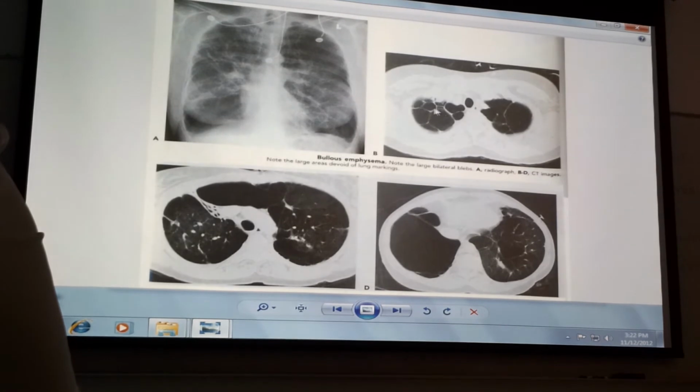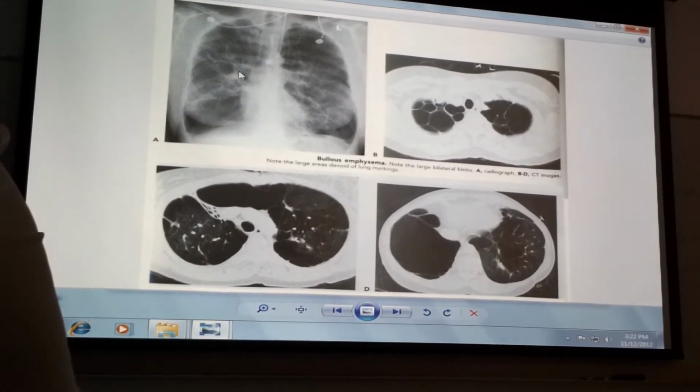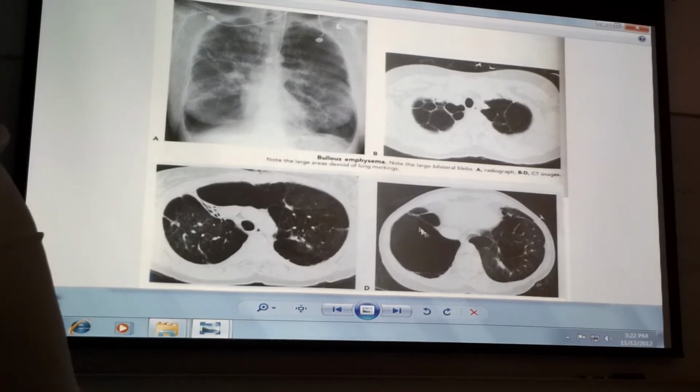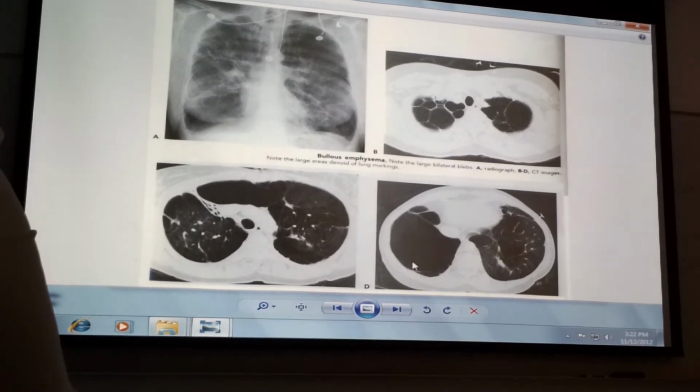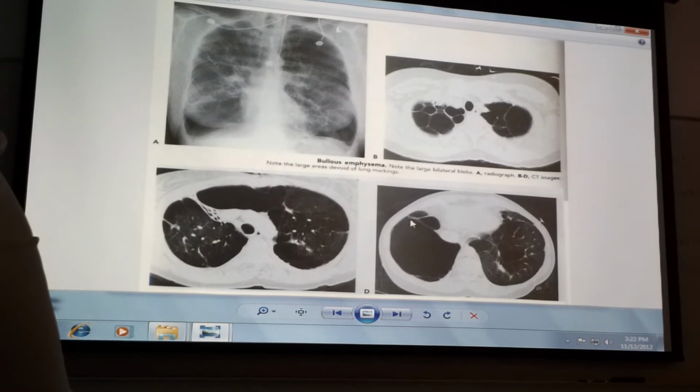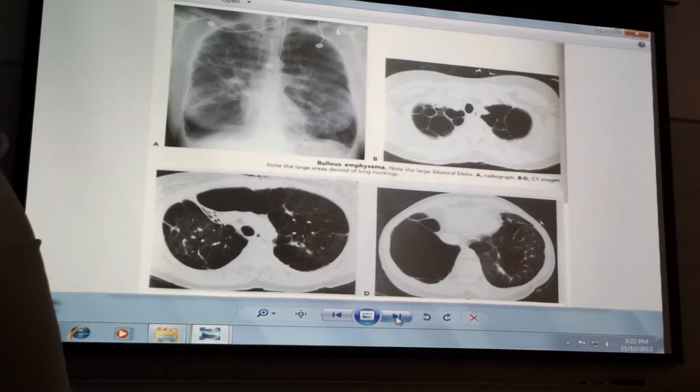Bullae formation and emphysematous changes. Emphysema will alter a normal chest X-ray. Increased markings. Bullae formation. This is not a pneumothorax. This is large bullae formation.